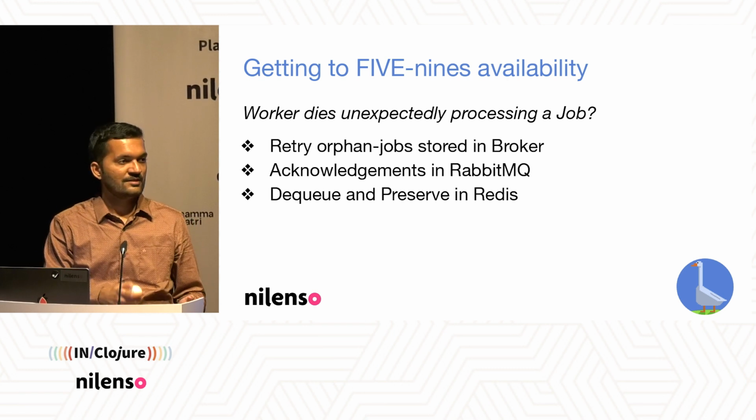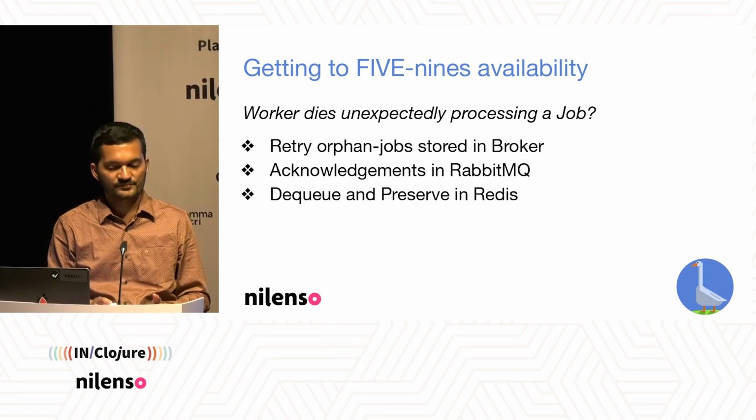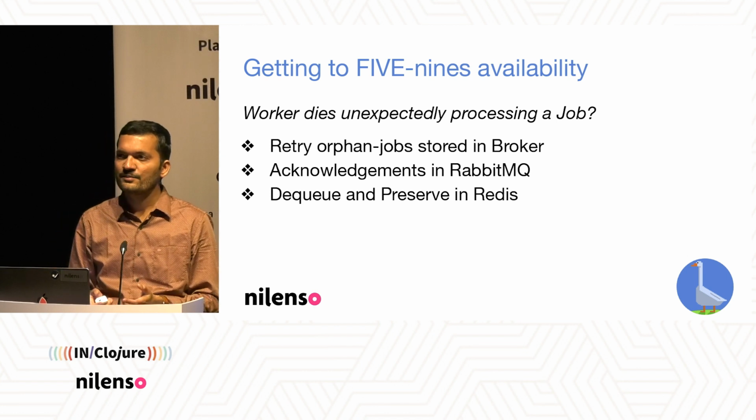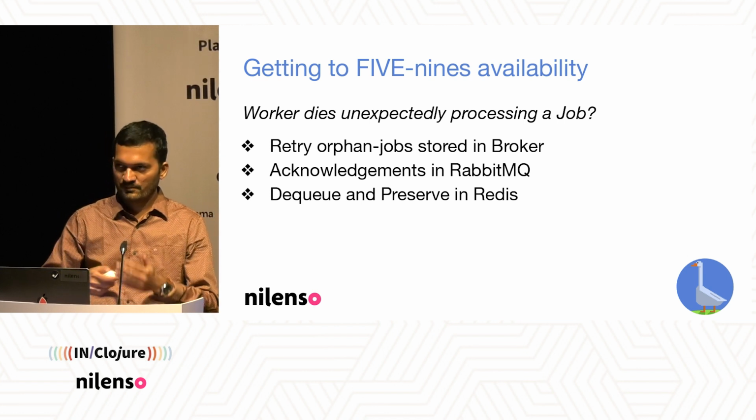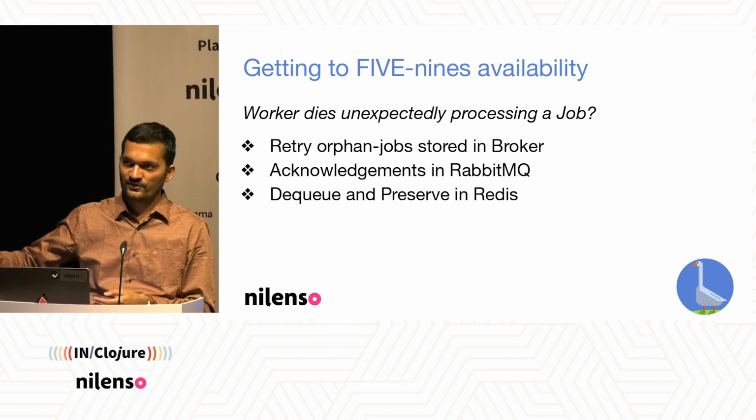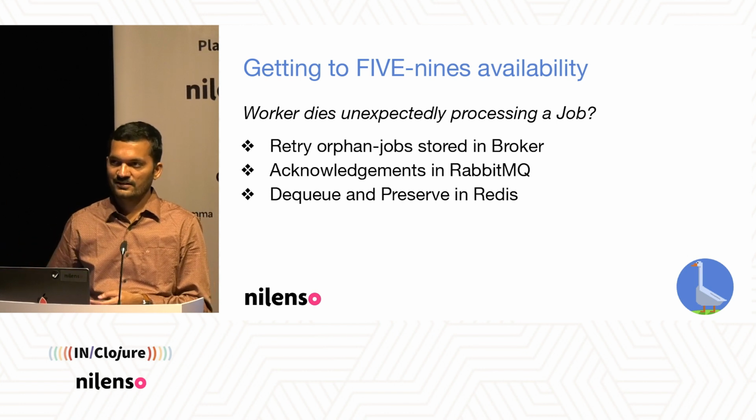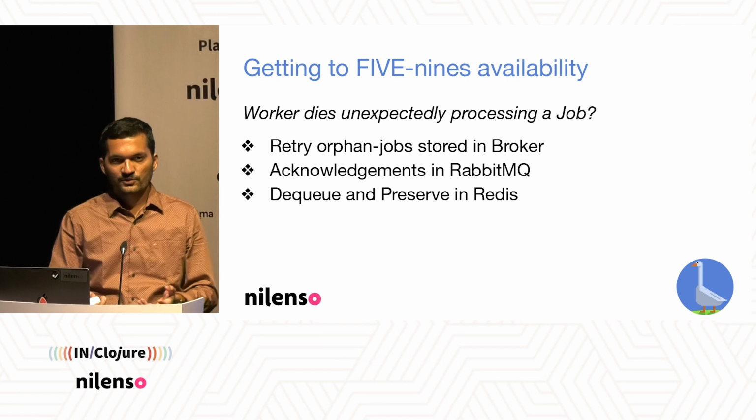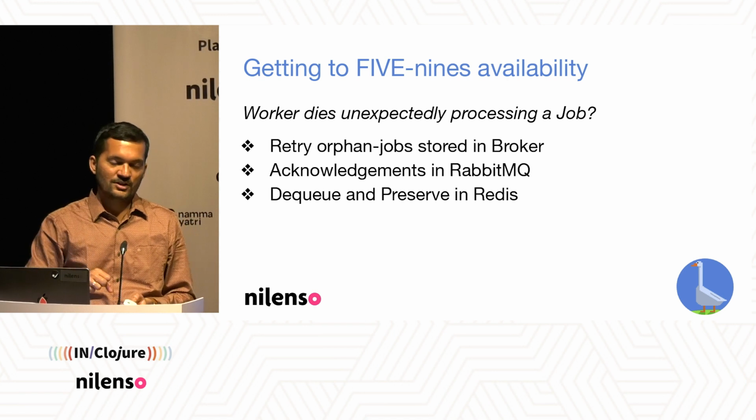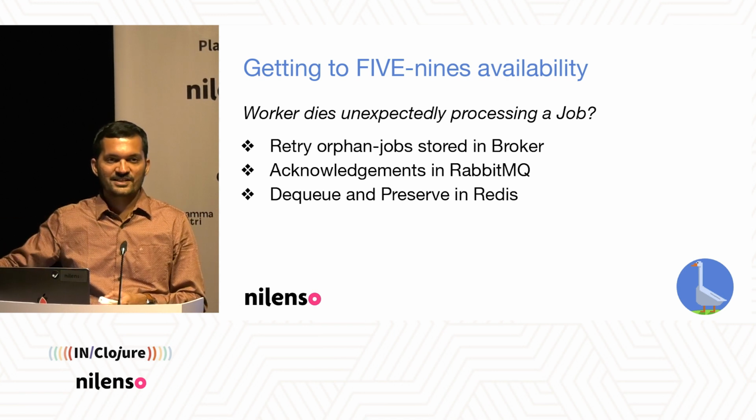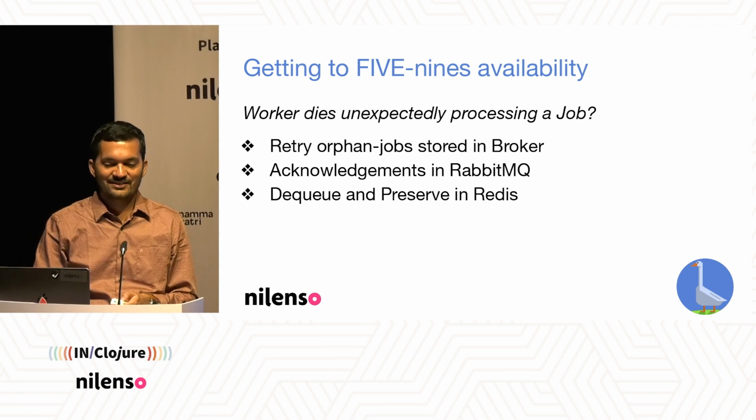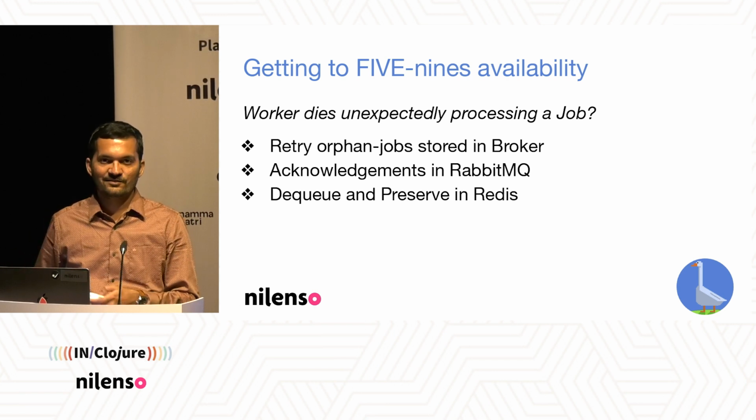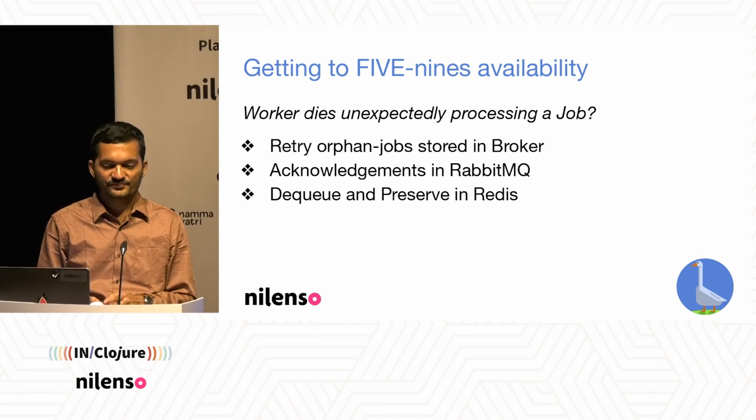And then the worker by itself retries those orphan jobs. How you can do that in RabbitMQ is using acknowledgements. You pull a job, you finish its execution, and then you acknowledge RabbitMQ, then it will clear it. The way to do that in Redis is you dequeue a job from a queue and preserve it in another queue, which is called the orphan jobs queue. And what essentially means is, if the worker dies, another worker will pick these orphan jobs after some time and execute them.